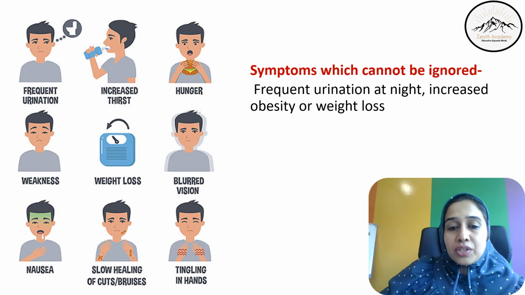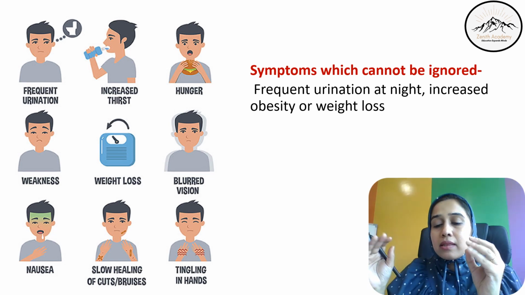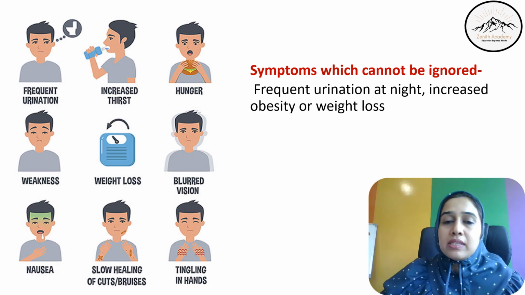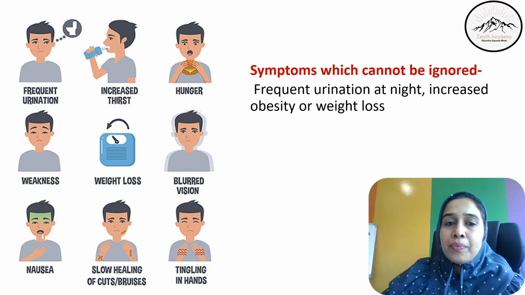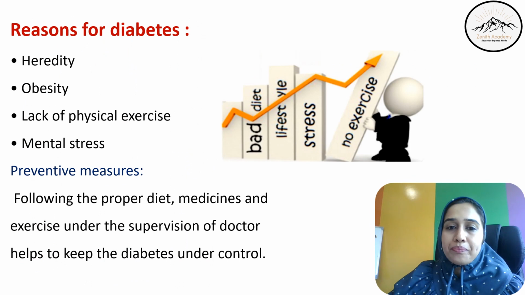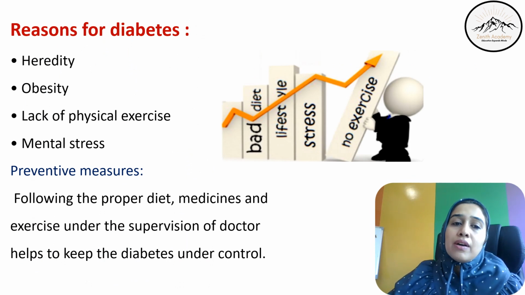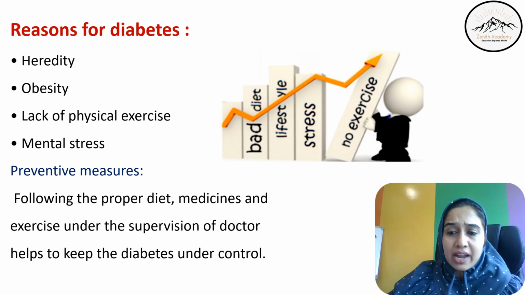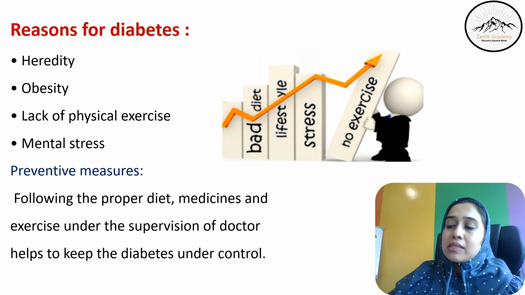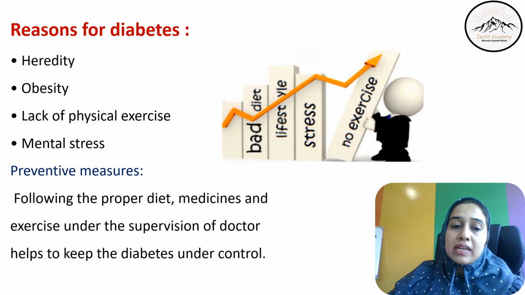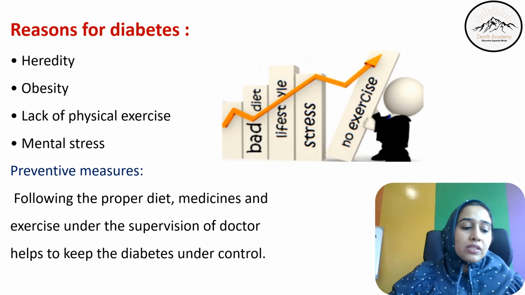Increased thirst, increased urination, then slow healing of cuts and wounds. You cannot see properly, vision is blurred, nausea, tingling movements, vibrating movements in your fingers. These are all symptoms of diabetes. So you should get your blood sugar tested if you feel any of these symptoms. Now, reasons for diabetes are hereditary, obesity. If you are obese, your weight is more, so it automatically means that your cholesterol levels and sugar are more in your body. Lack of physical exercise and mental stress are also reasons for diabetes.